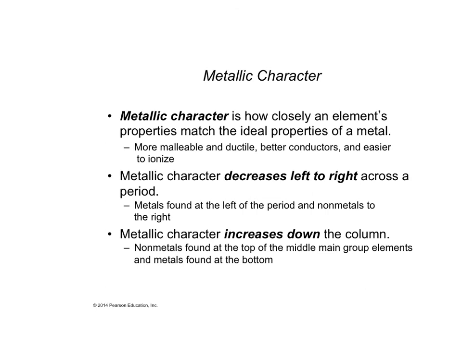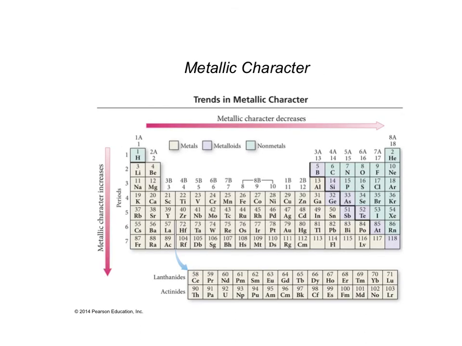So the last trend we talk about is metallic character. This is just looking at how metal-like an element is. The trend we see is a decrease from left to right across the periodic table, and an increase down a column. Okay, so that's pretty much all you really need to know about metallic character. Again, we get a decrease as we move from left to right, and an increase as we move from top to bottom.